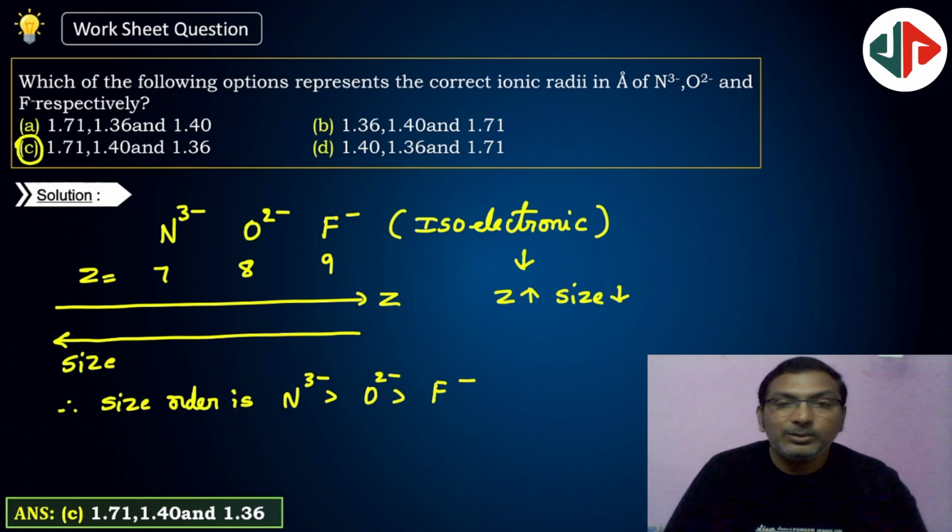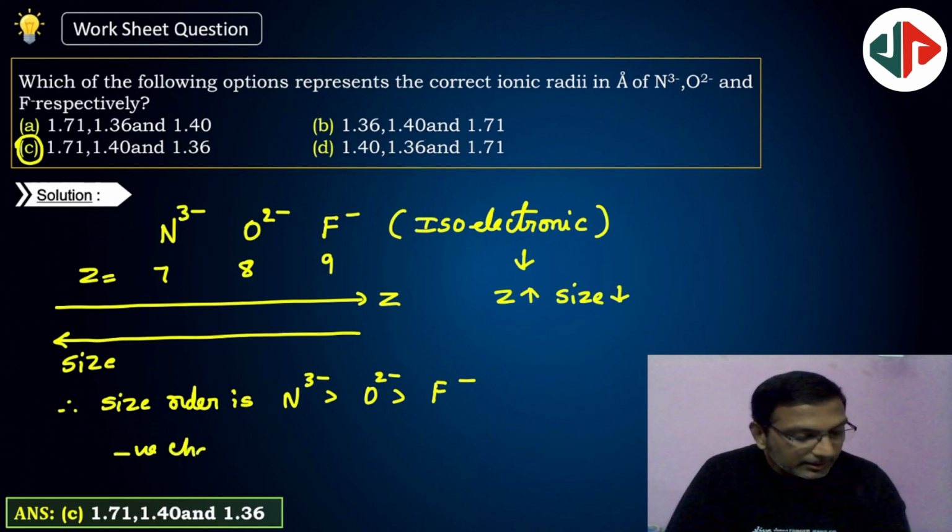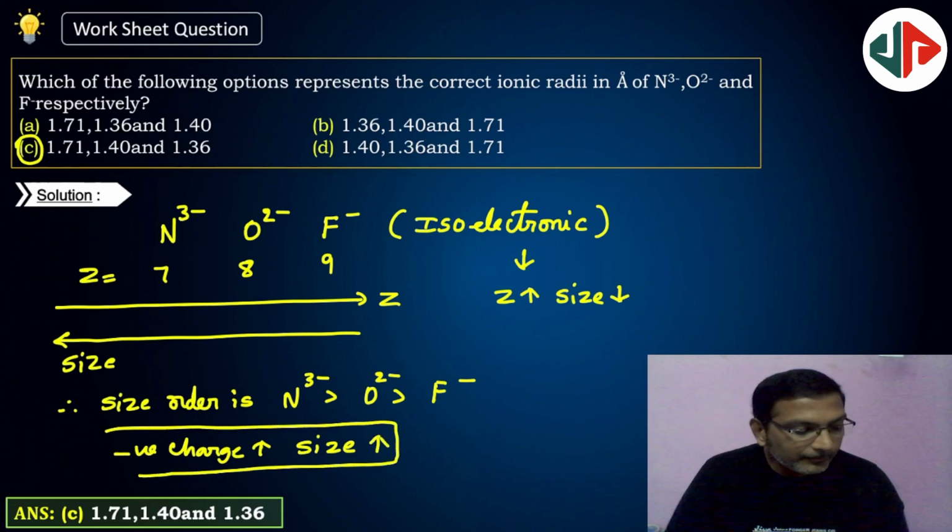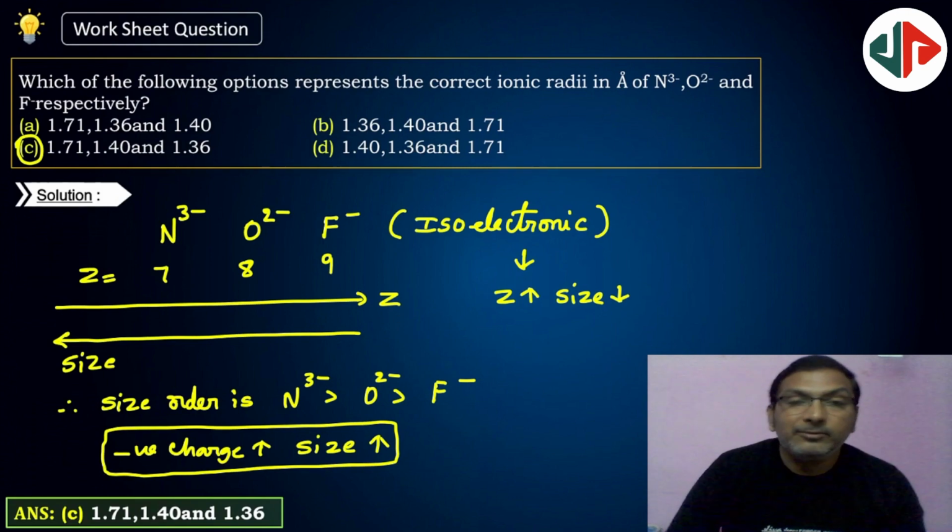This is also a common question for atomic structure and periodic table: atomic number versus size in case of isoelectronic species. Or we can say, as the negative charge increases in case of isoelectronic species, size also increases. In this way also you can remember. Only in case of isoelectronic species.